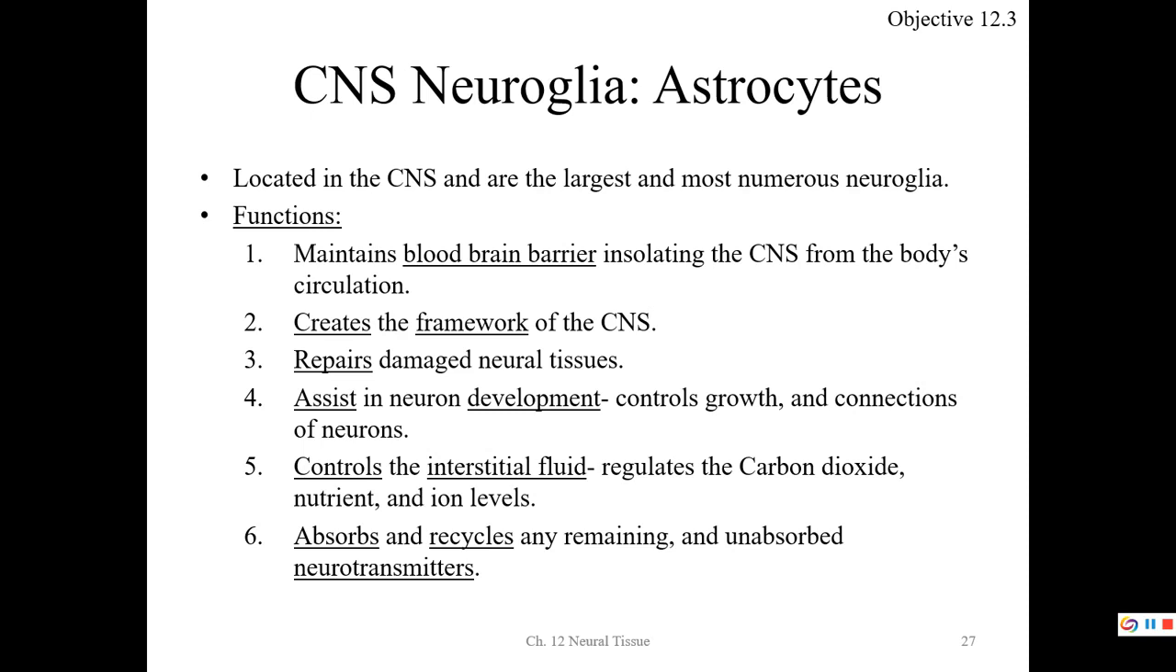They also control your interstitial fluid. That is a type of extracellular fluid around the cells, around the tissues. It regulates your carbon dioxide, nutrient, and ion levels. Another thing they do is absorb and recycle any neurotransmitters that we don't break down. For example, if acetylcholinesterase fails to break down acetylcholine, your astrocytes can grab it up.